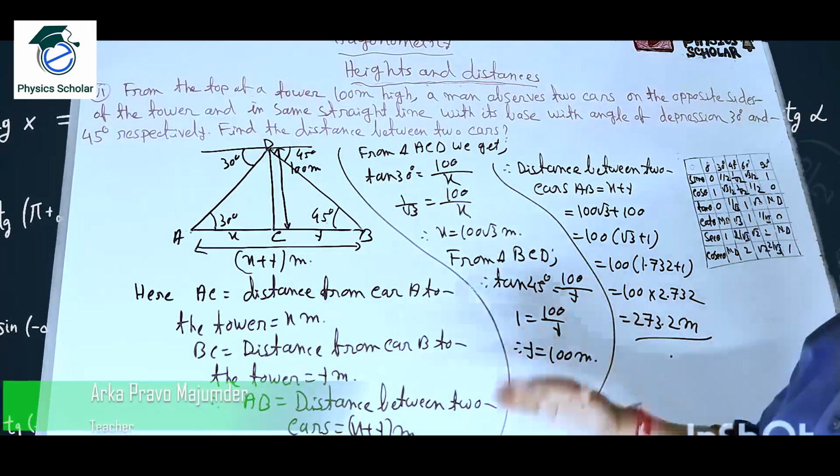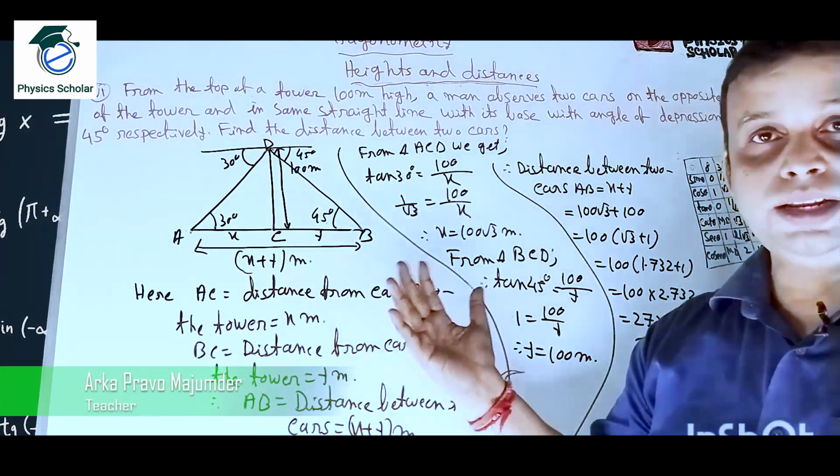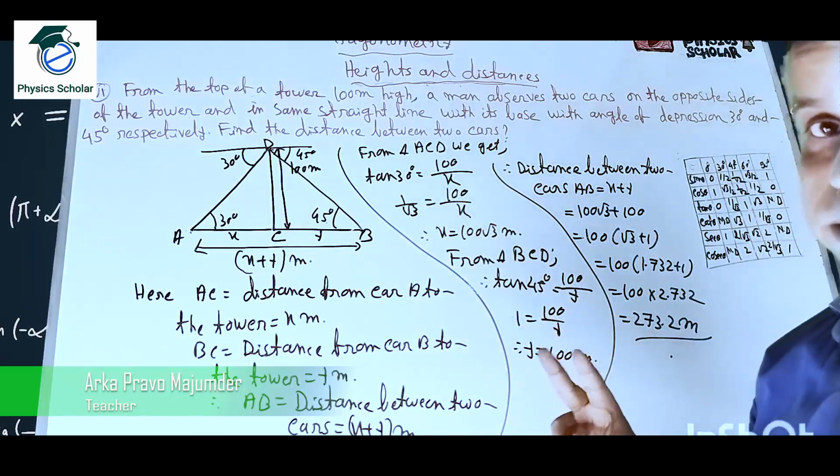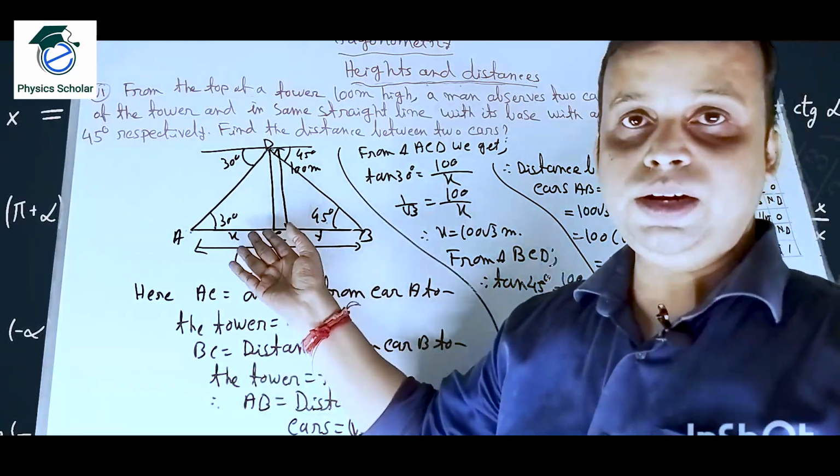Okay. So very easy, just like the previous sum, where instead of cars there were two men, and here it is two cars. Okay. So that means, I am explaining it once again.